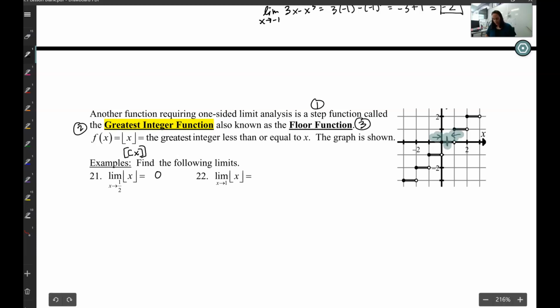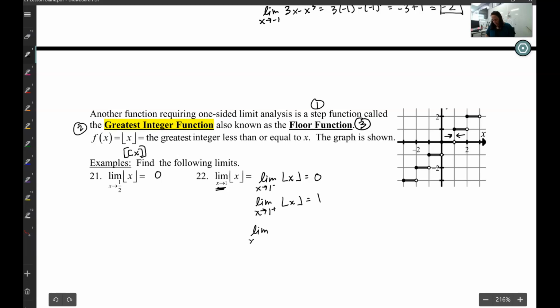But if I look at where the limit approaches 1. So if I'm approaching 1, let's now do both sides because we're at a jump. So I have the limit as x approaches 1 from the left of this step function. So if I come from the left, that's going to be 0. If I come from the right here, that's going to be 1.